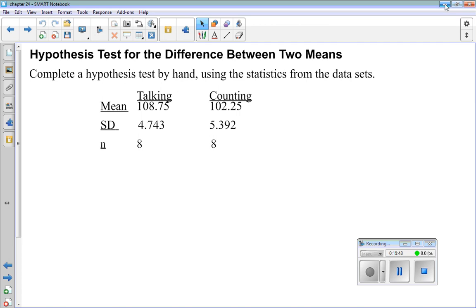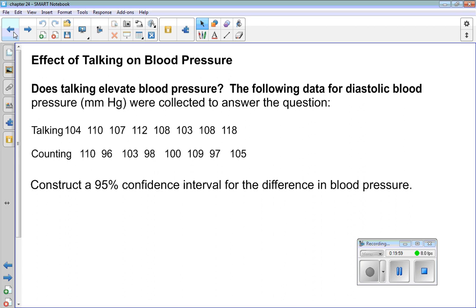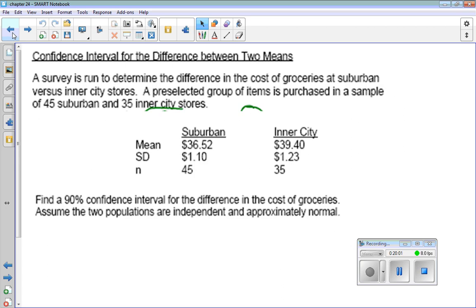All right, guys. Let's complete a hypothesis test. Let's use the same information that we talked about. Oh, this is not it. Hang on. This is that talking counting thing that was driving me crazy. Remember, this is the one we did last time? Because, like, what's the difference between talking and counting? That was a matched pairs t-test, wasn't it? Anyway. All right, so let's do this one.